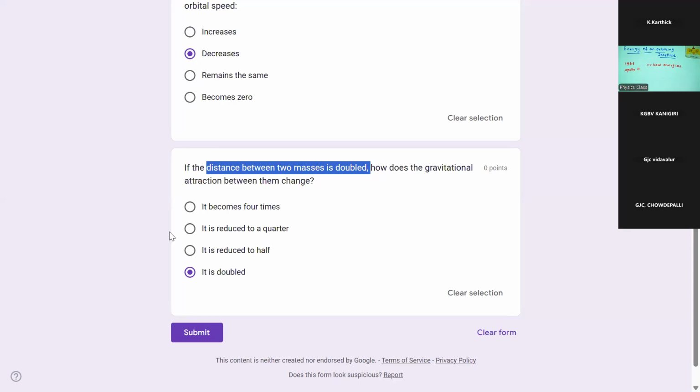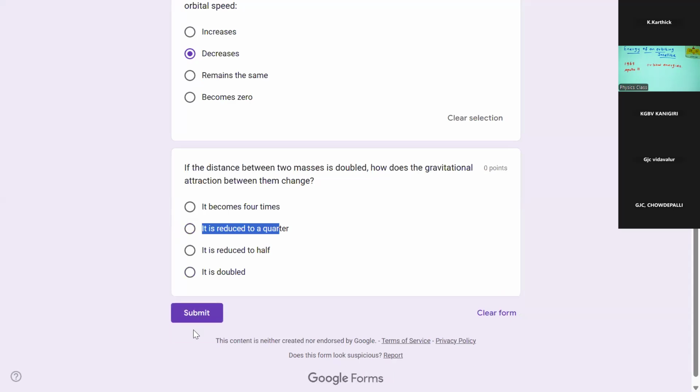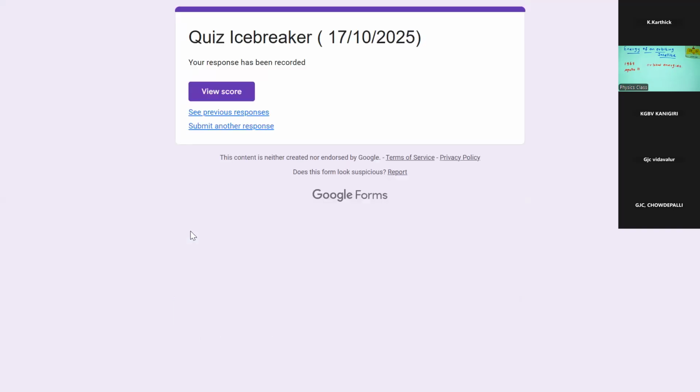But option B is the correct answer. It is reduced to a quarter because r becomes 2r. Already you know that F is directly proportional to 1 by r squared. Now r becomes 2r, so (2r) squared means 4r squared. So it is reduced to a quarter.